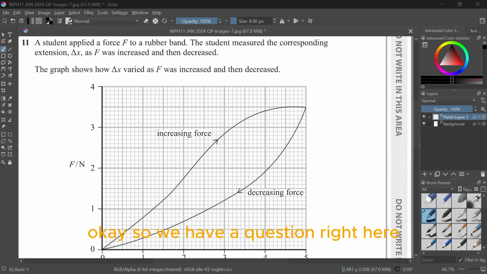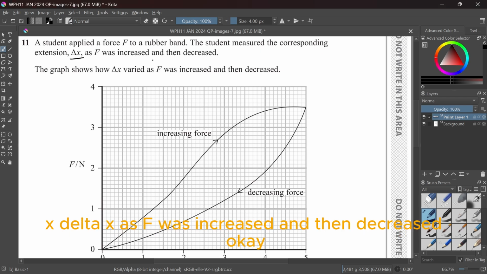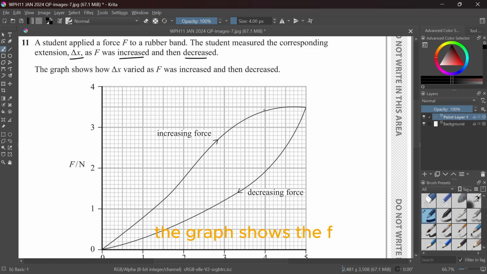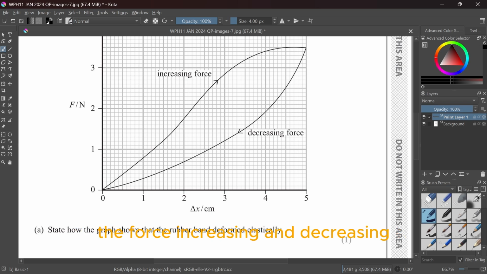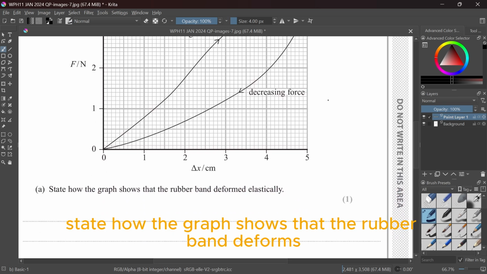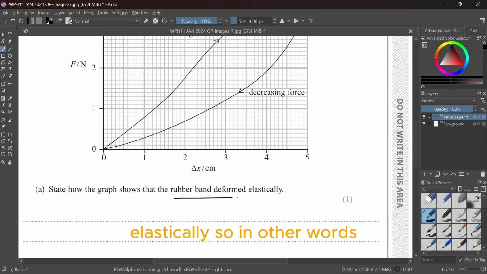Okay, so we have a question right here. It says that a student applied a force F to a rubber band. The student measured the corresponding extension X, delta X, as F was increased and then decreased. The graph shows the force increasing and decreasing, and what is happening to the rubber band when the force increases and decreases. State how the graph shows that the rubber band deforms elastically.